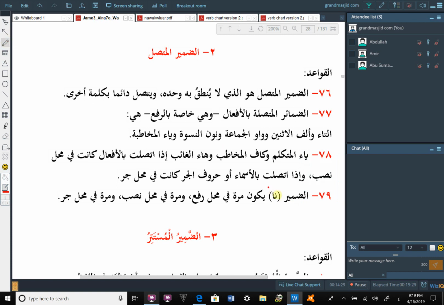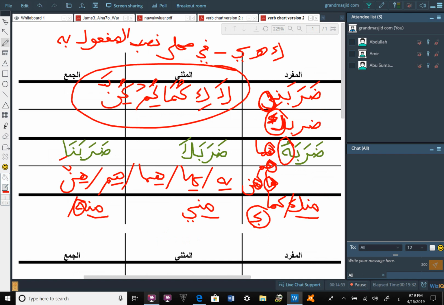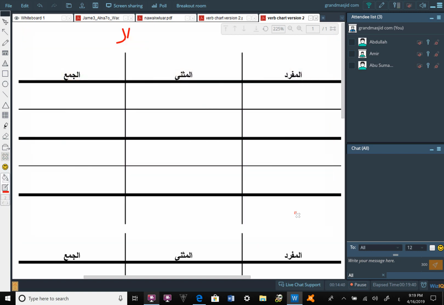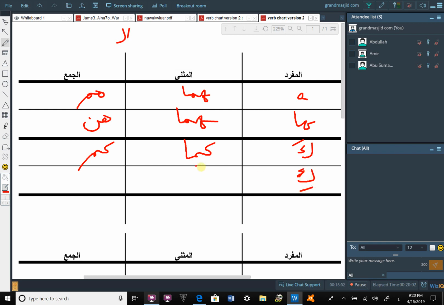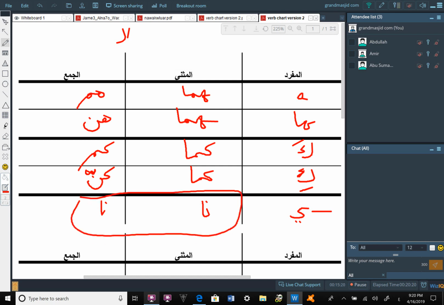Ad-damir na is the only one we have left if we make a chart. Because darabahu, let me see. If I make us a chart, say darabahu, huma, hum, ha, huma, hunna, ka, kuma, kum, ki, kuma, kunna. Right? The only one left is na. That's the only one we haven't done. The rest of them, we've done.